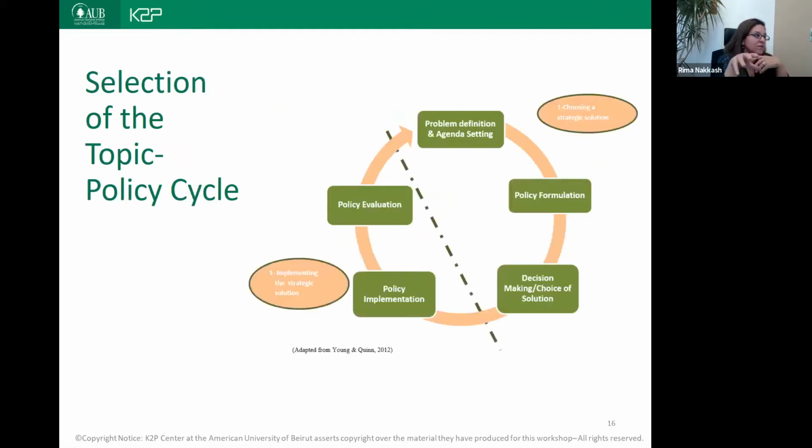So thinking through the policy cycle, at what point is the focus of our advocacy campaign? Is the topic that we selected not yet identified as a problem? Do we need to move forward in advocacy to put it on the agenda? Or is it already on the agenda of policymakers, and it is more about formulating the policy and making sure that the policy is informed by evidence? At what point of the policy cycle do we need to be focusing?